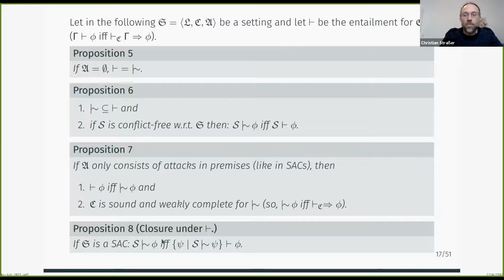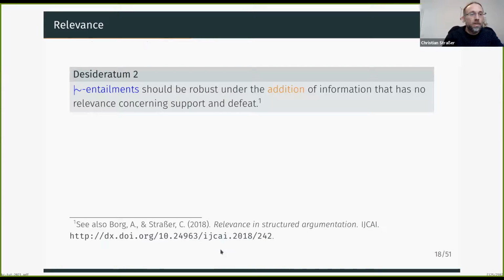Proposition 8, this is already more advanced. This is really a requirement you sometimes see also mentioned as some kind of rationality requirement for non-monotonic entailments. And that is, if a non-monotonic entailment is based on a certain base logic, then what you would like to have is that this non-monotonic entailment is closed under the entailment of the base logic. So if you apply rules from the base logic to non-monotonically entailed formulas, then whatever you get should still be non-monotonically entailed as well. And this is exactly expressed here. So the non-monotonic entailment is closed under the entailment of the base logic. Good.